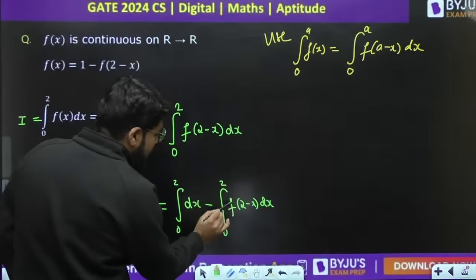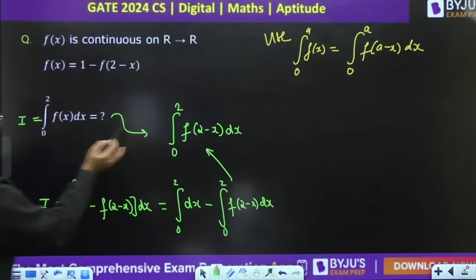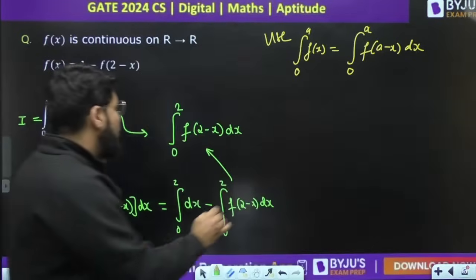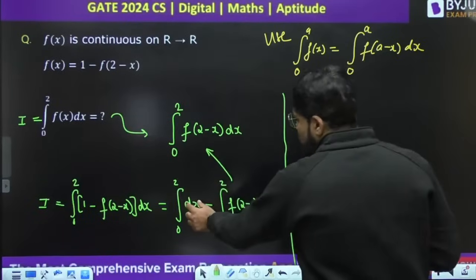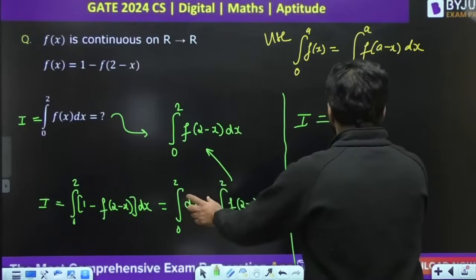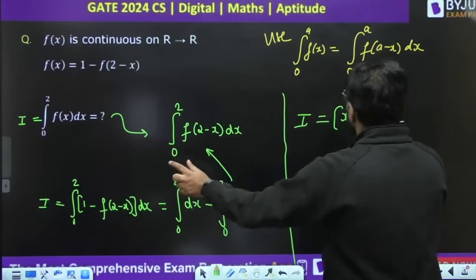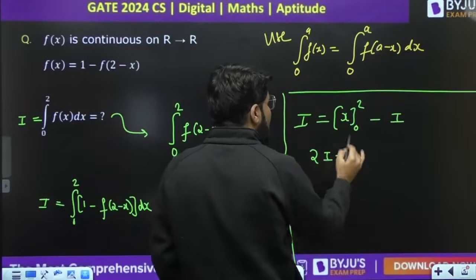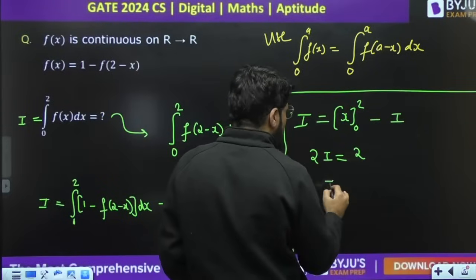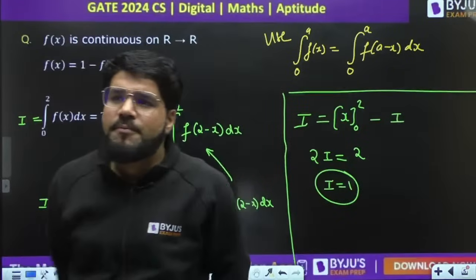Now look into it. Integral 0 to 2 f(2 minus x) dx is equal to I itself. That means I on the left side is equal to integral dx, which is x, lower limit 0, upper limit 2, minus the same integral I. So bring I on the left side, it becomes 2I, upper limit minus lower limit is 2. So 2I is 2, I is equal to 1. Tell me the answer then. I is equal to 1.